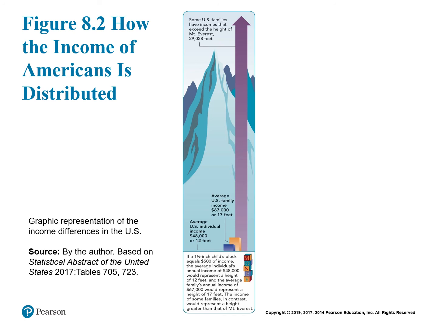In this table, it illustrates that the average U.S. individual income is actually $48,000, or 12 feet. So if you had children's building blocks, that is what this table shows: if you stack them up, how high they would go. That would equate to about 12 feet. And the average U.S. family income, where the more accurate figure is $67,000, would stack those blocks up to 17 feet. But there are some U.S. families that have incomes that exceed the height of Mount Everest, over 29,000 feet high.